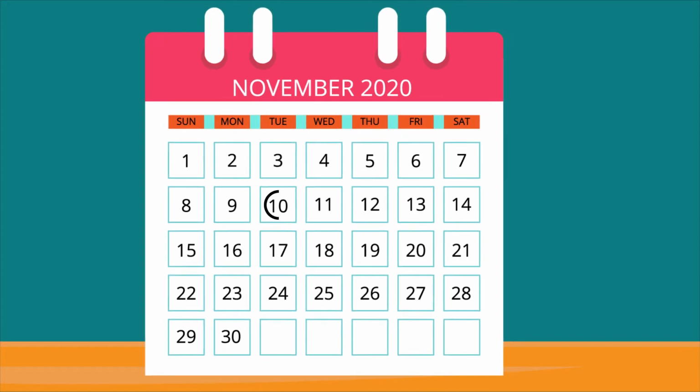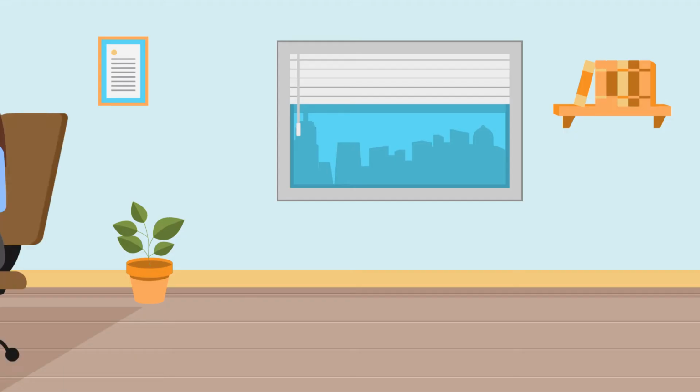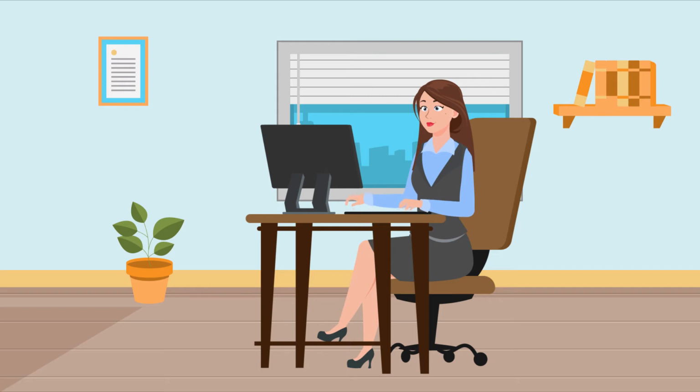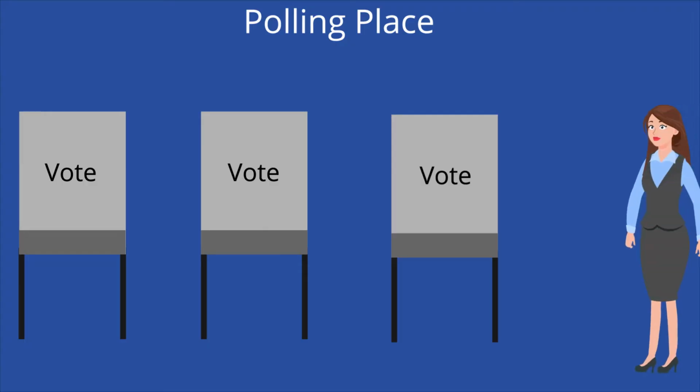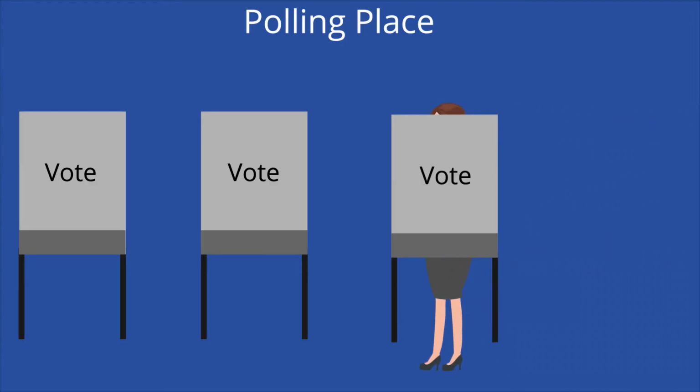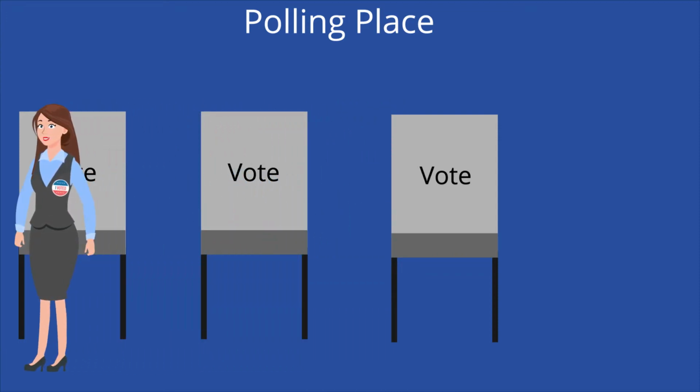It's the second Tuesday in November, the day of the presidential election. You've done your research, chosen your favorite candidate, and you're ready to go vote. When you fill out your ballot, you mark the box next to the candidate's name. You've done it. You've voted for your candidate, haven't you?